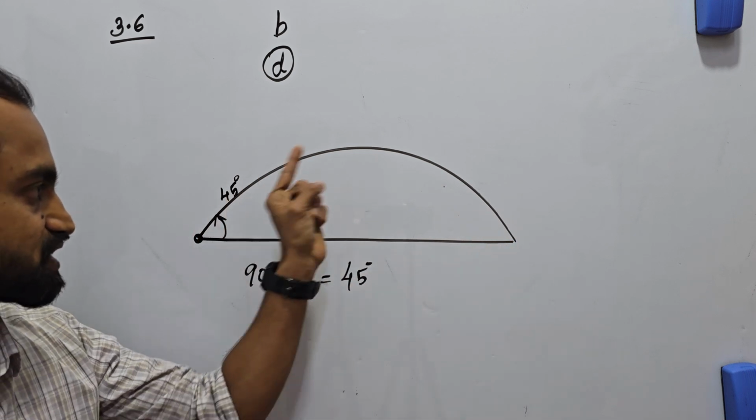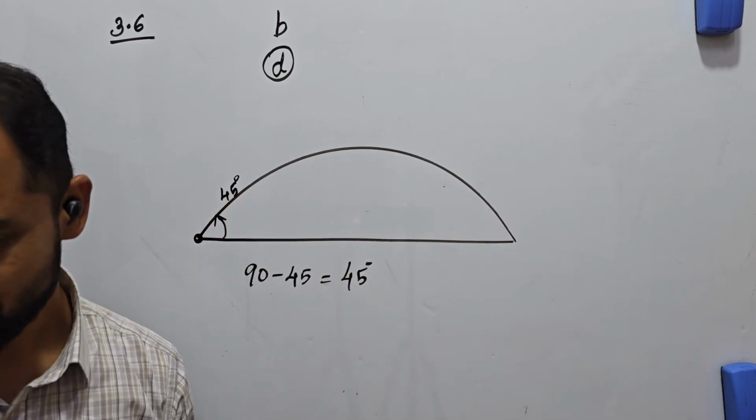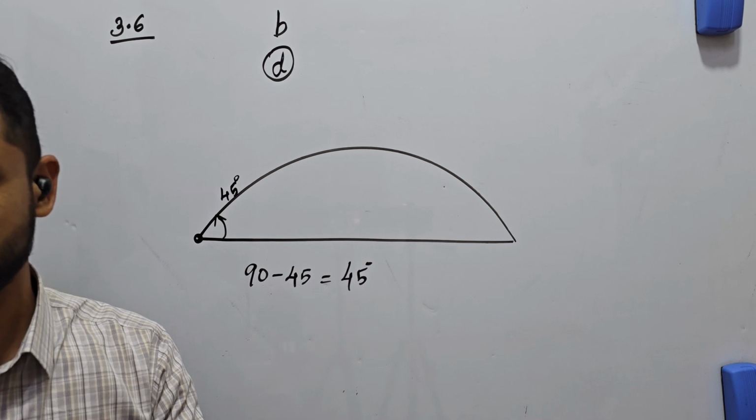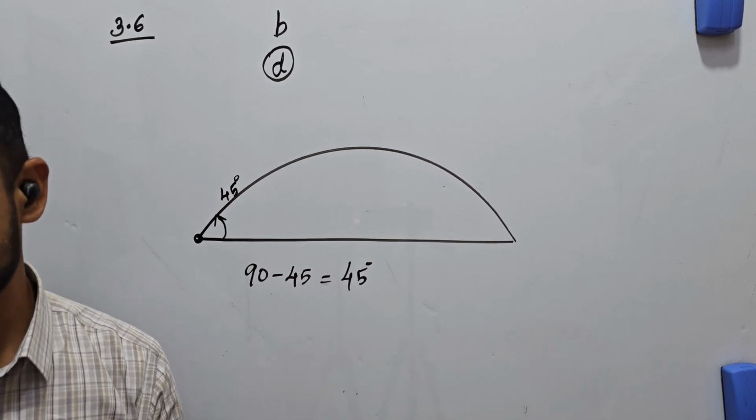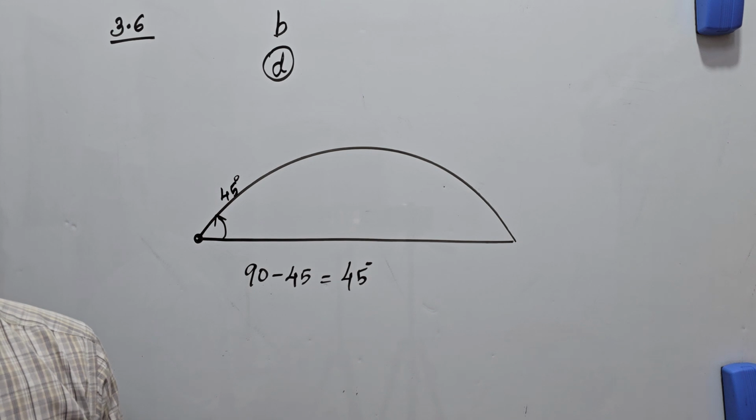90 minus 45, same, right? Okay, so the answer is D: only one if the angle is 45 degrees, but otherwise two different angles.